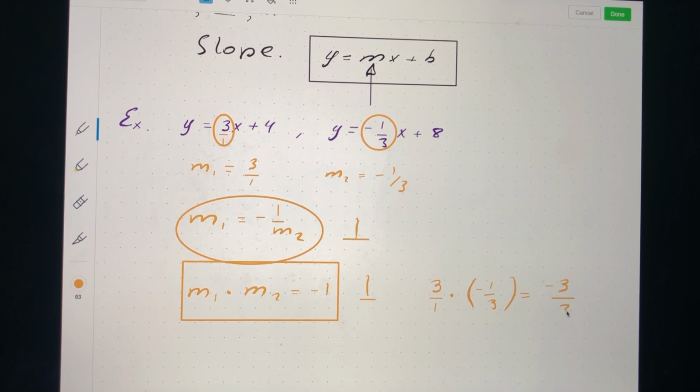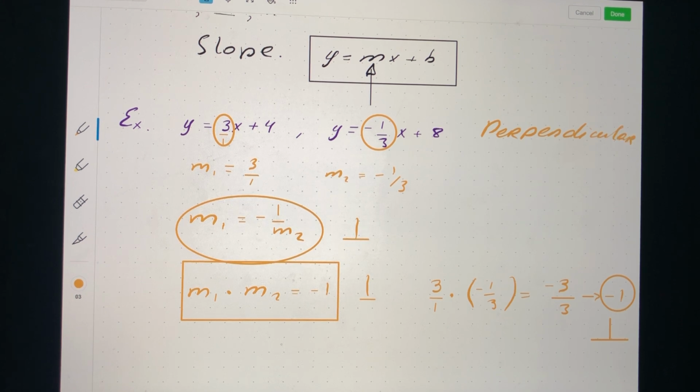3 times 1 is 3. And of course, 3 goes into 3 once, but there is a minus in front. So we get negative 1. And that proves mathematically that the two lines are perpendicular. So the answer to the first question is the lines are perpendicular.